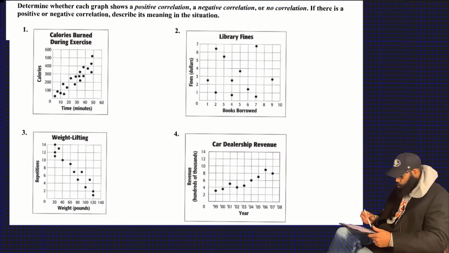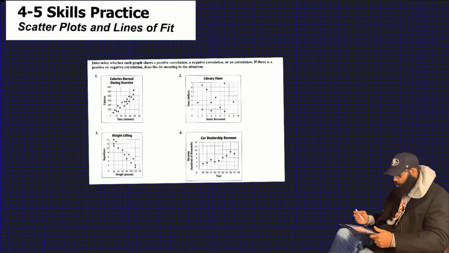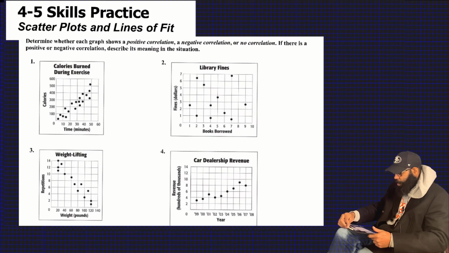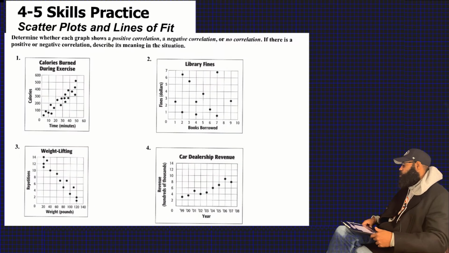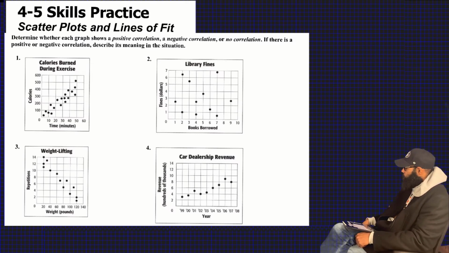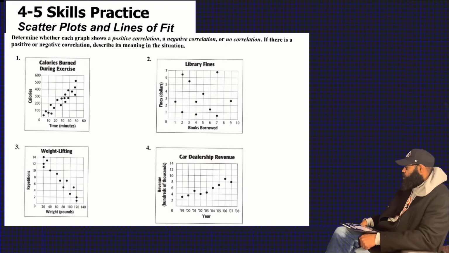All right, so what I've got on this big old thing is a whole lot of graphs. Why does it look like that? Probably because I wanted to size it up. So, sized up in there, guys, and the directions clearly state: determine whether each graph shows a positive correlation, a negative correlation, or no correlation. If there is a positive or negative correlation, describe its meaning in the situation.